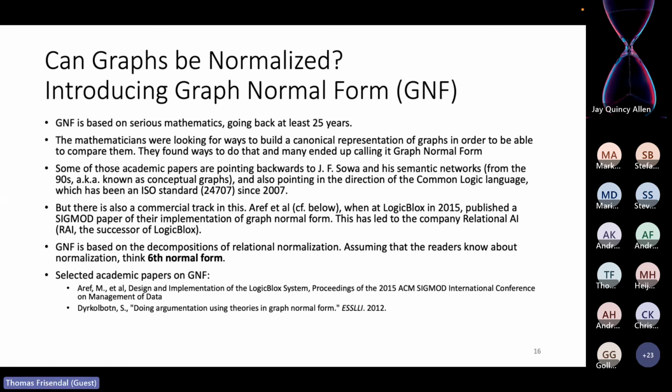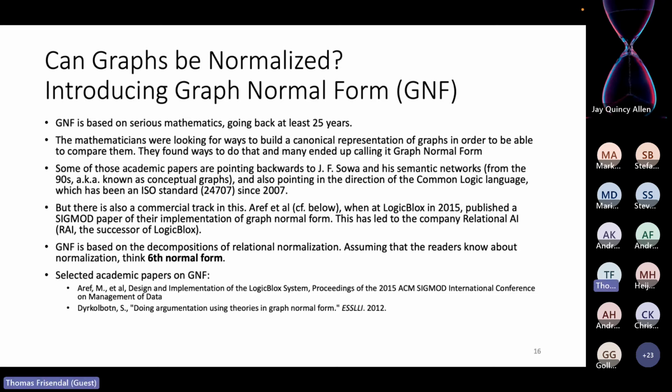Now, a natural question when you deal with this: can we normalize graphs? How does normalization relate to graphs? And actually, it turns out that there is something called graph normal form.